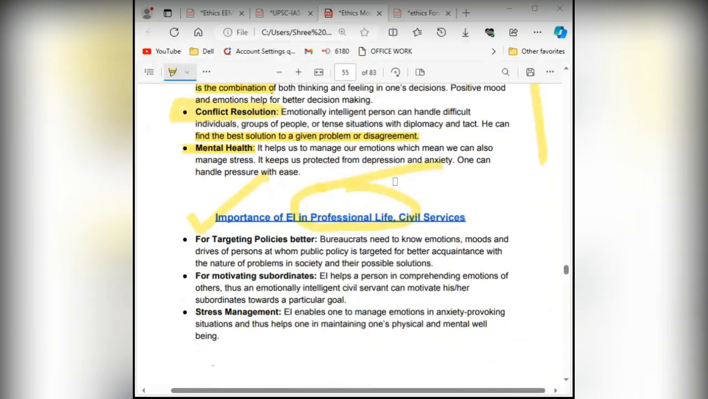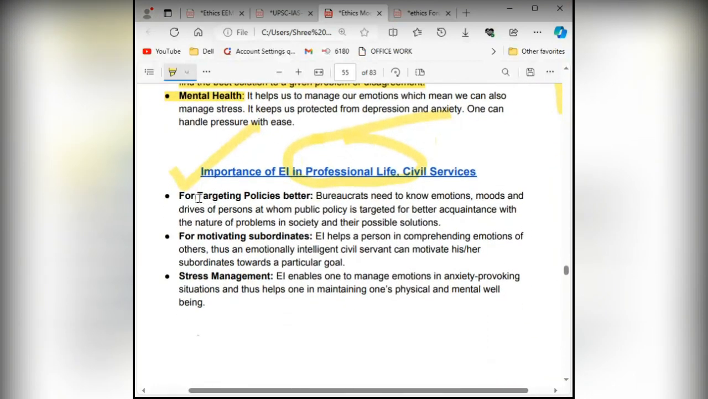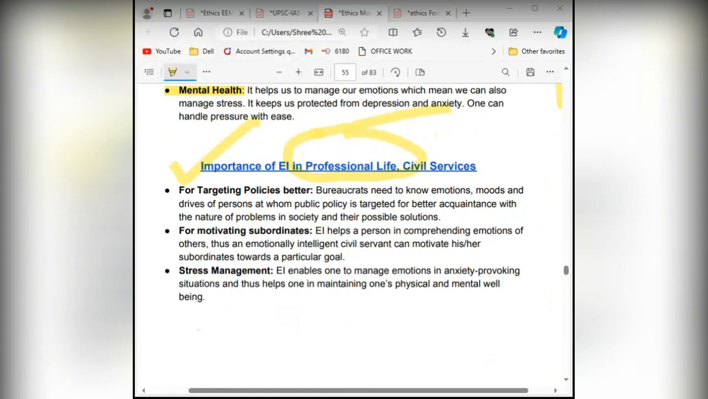Now let us see what we have in our box. They have mentioned some points. For example, if you are a person in the administration, and you are really good at understanding emotions, then if any person comes to you from the OBC category, or scheduled caste category, or scheduled tribe category, you will not make any differences there. You will not discriminate.